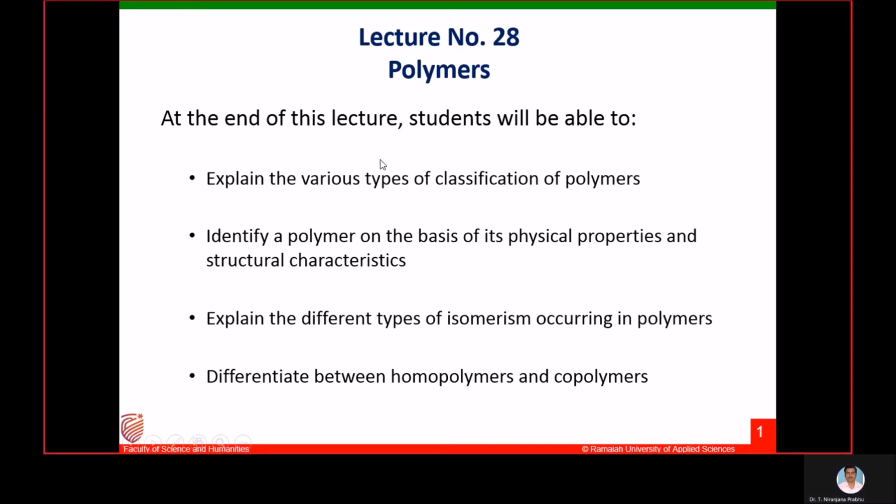In this session, we are going to discuss an introduction to polymers. In addition, we will discuss various types of classification of polymers. At the end of the session, students should be able to identify a polymer on the basis of its physical and structural characteristics, and explain the different types of polymers.